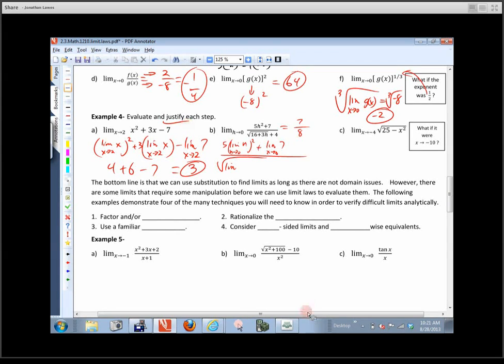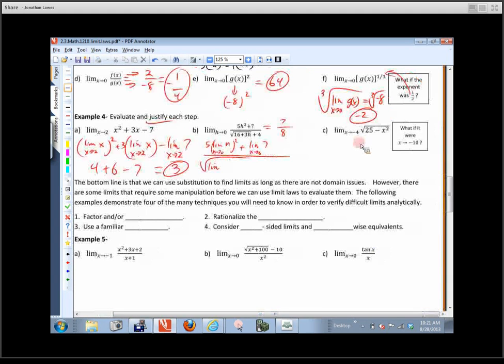All right, let's just talk about this next one. It's got an even root, so should we be careful? We should be a little bit careful. You can't just plug in anything you want. We want to make sure that we don't have an even root of a negative. If I plug in a -4, this is going to be 25 minus 16. That's going to have me finding the square root of 9. And are we okay with that? Yes. We are. So the limit there would be 3.